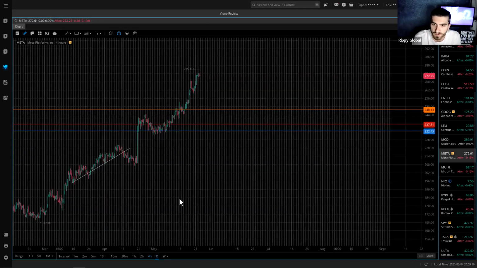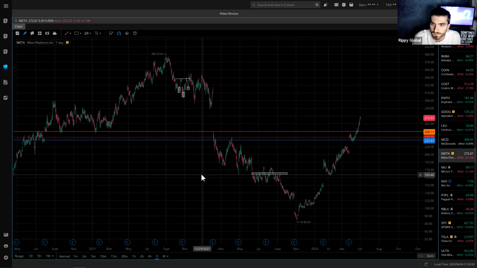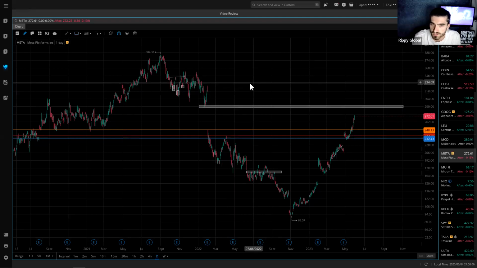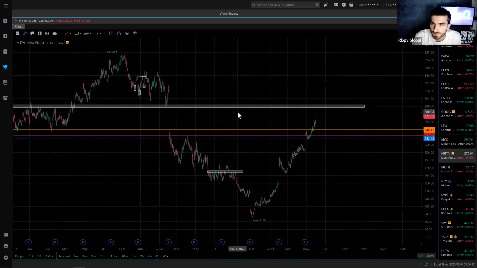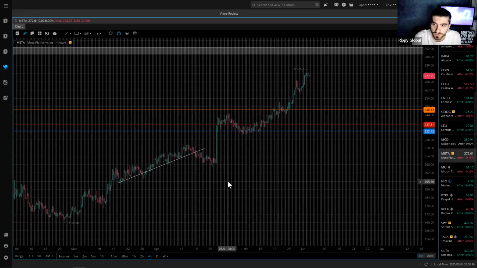So I'm switching over to Meta now. I'm going to start on the daily because for those of you that may not know, we're currently filling the gap to the upside, which for Meta, that's roughly about $290 a share. Pulling this back, you can see the rejections that have happened before with that area. Meta right now is literally zoning. I'm not going to say what you should do or what I think you should do.